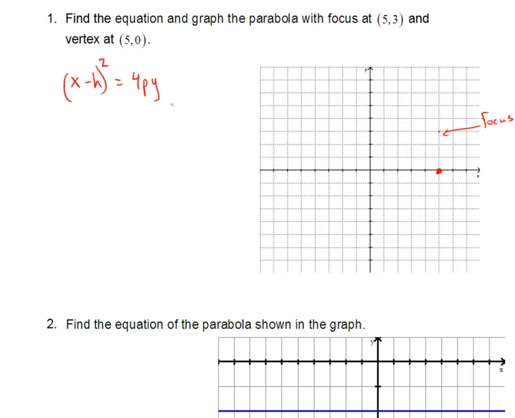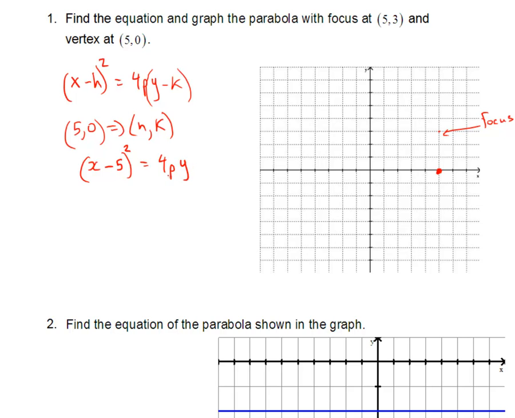Now notice I left the k off here. Really it should be (y - k). Now, you might have caught on that the vertex here, (5, 0), the vertex tells us h, k. And since k is 0, we didn't need that. So we'll start by putting those in. We get (x - 5)² = 4p times y now.